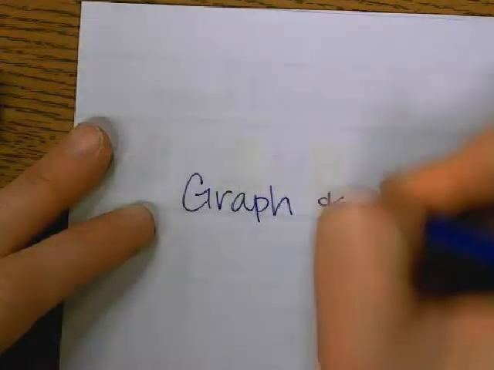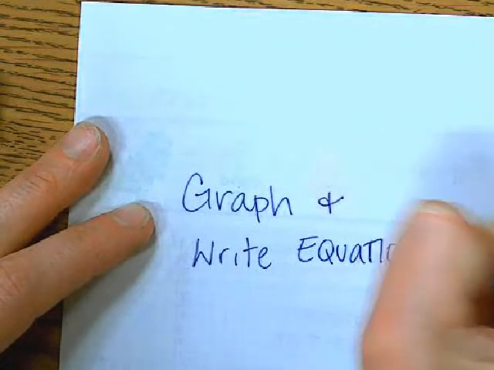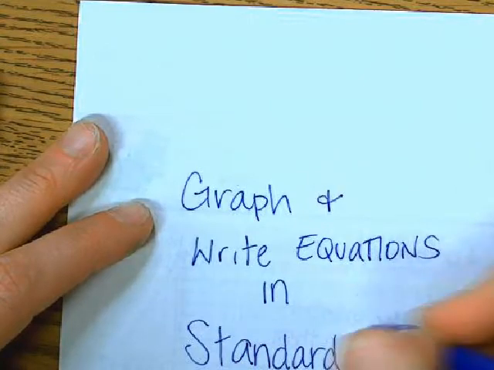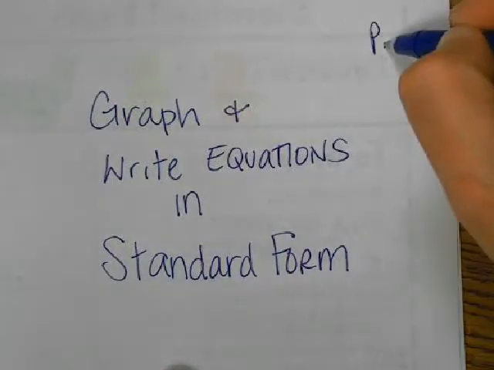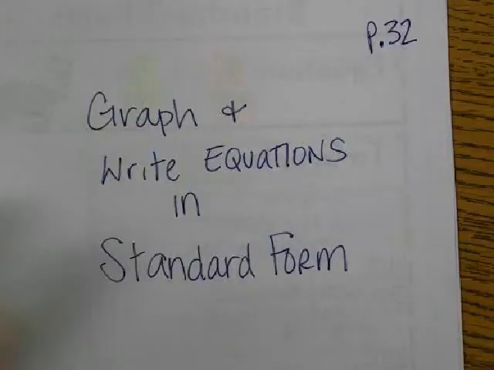Okay, please fold this in half, and on the outside of this paper, write graph and write equations in standard form. And then this is going to get glued onto page 32 of your spiral. Okay? All right. The next thing you should work on is the homework assignment, and that will be due next class period.